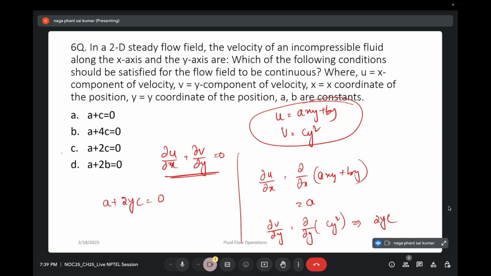That would be option C, but we were not given any other conditions, right? I think I have to cross check this. Option C is not given. So I'll cross check this and I'll get back to you.